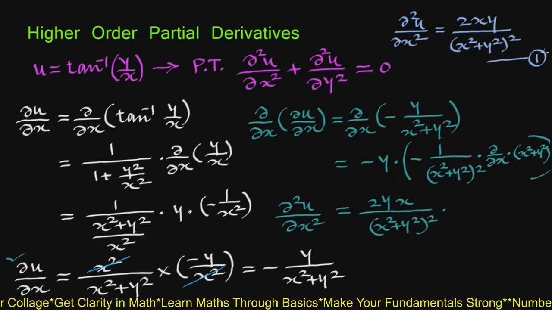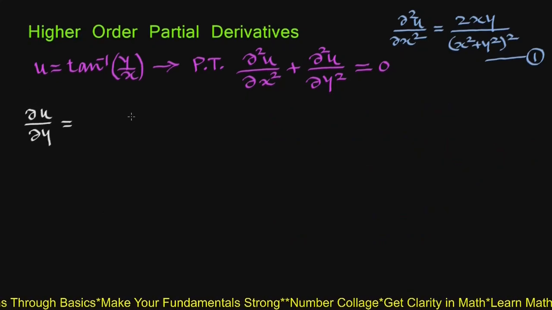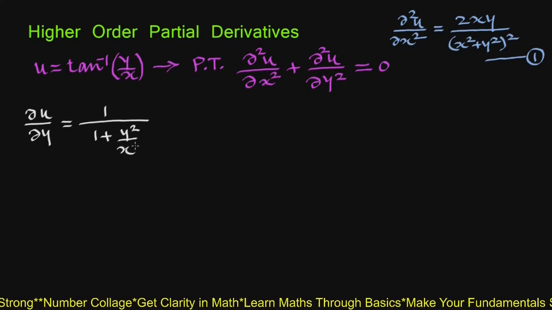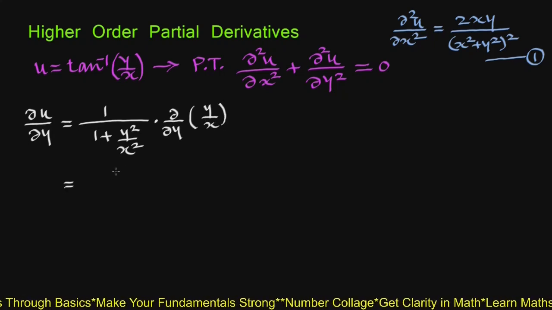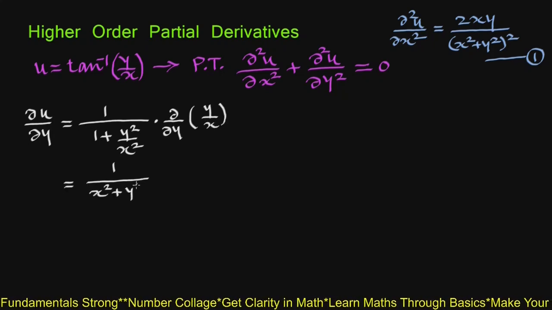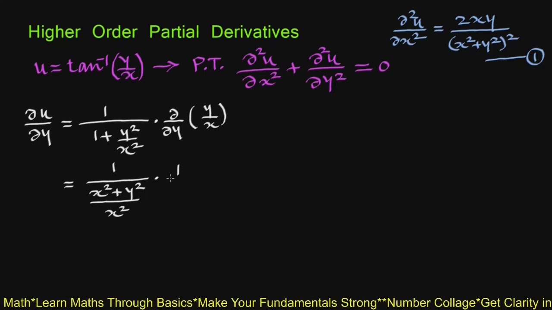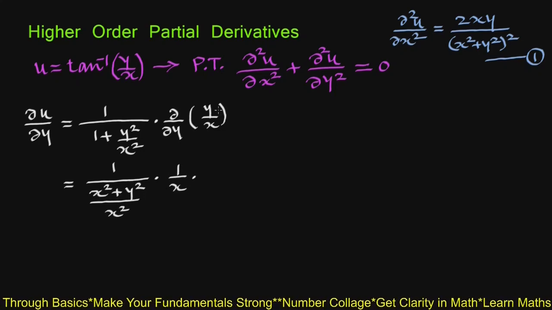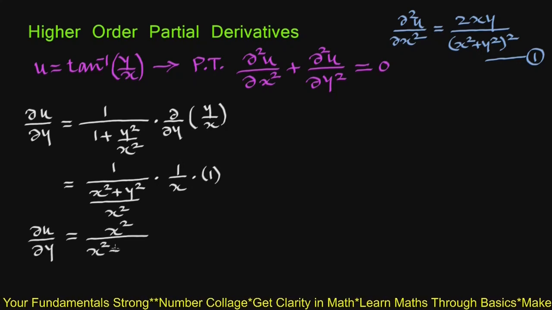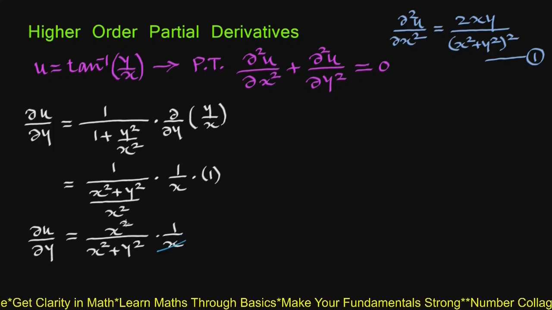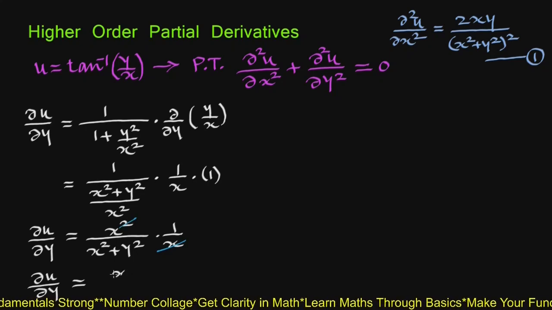We name this 1. Now let us find first ∂u/∂y, which is 1/(1 + y²/x²) into ∂/∂y of y/x, which is 1/((x² + y²)/x²) into ∂/∂y of y/x, which will be constant 1/x multiplied by the derivative of y with respect to y, 1, which is x²/(x² + y²) into 1/x. The x cancels with one x of x², and we get ∂u/∂y equals x/(x² + y²).